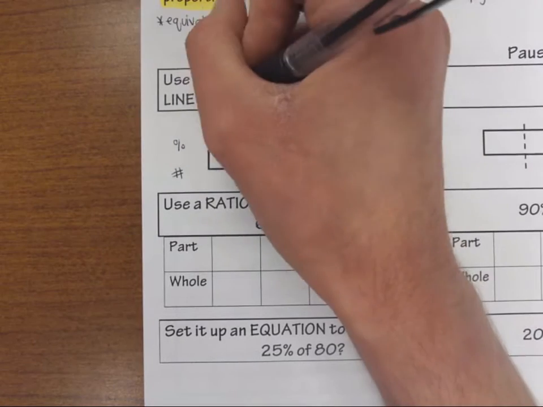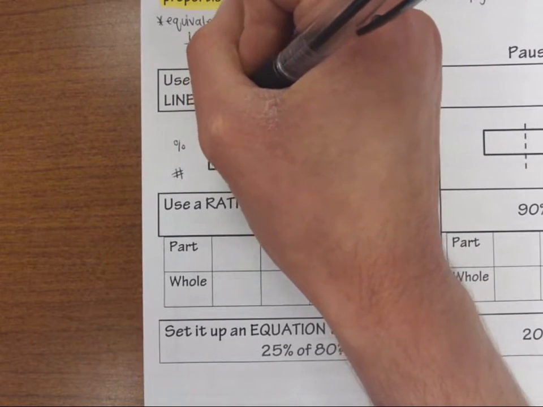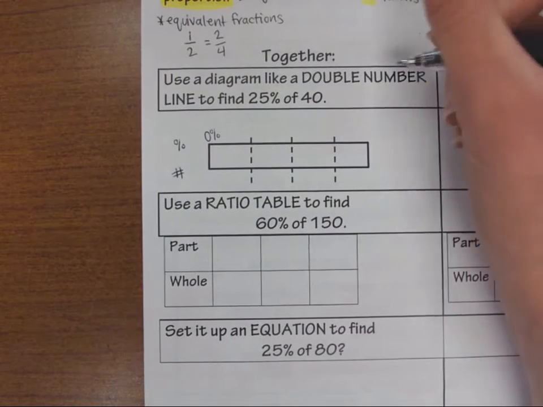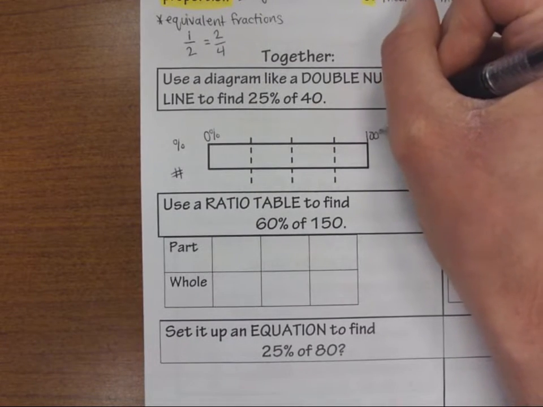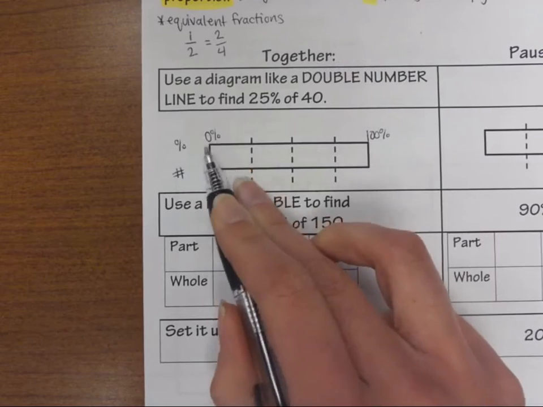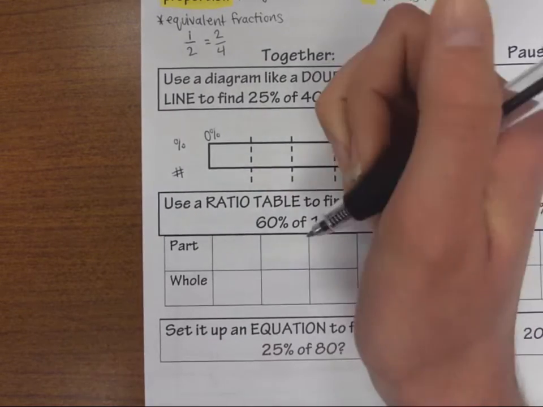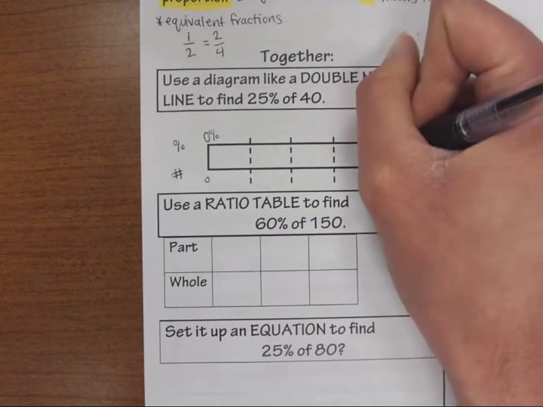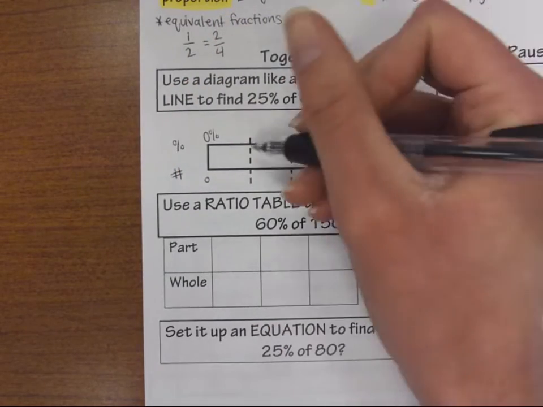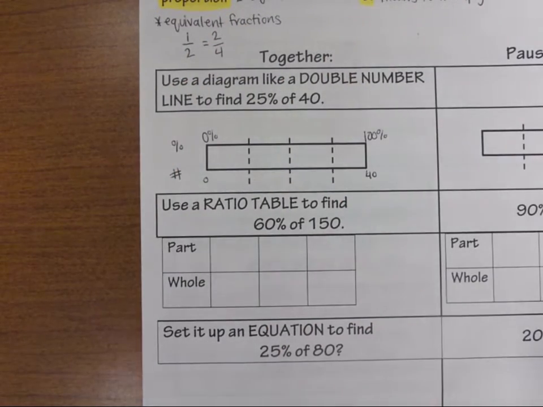So if I'm doing percent, I'm starting right here, this is going to represent 0%. And I'm going to have 100% clear up here because that's the most we can have. So we can have no percent, clear up to 100%. Our numbers are going to go from 0 to 40. And now we're going to fill in these lines to find how much 25% of 40 is.